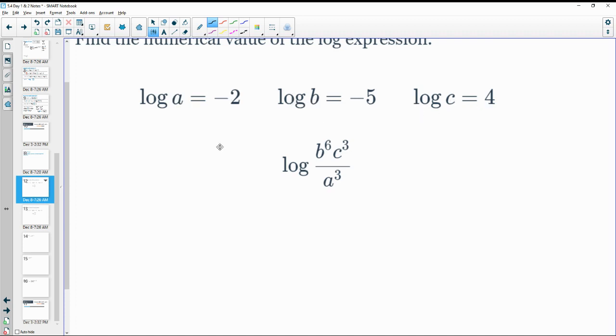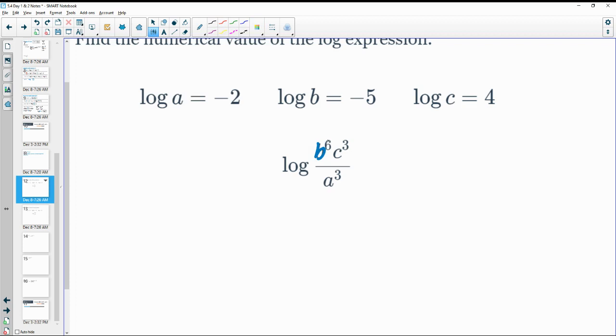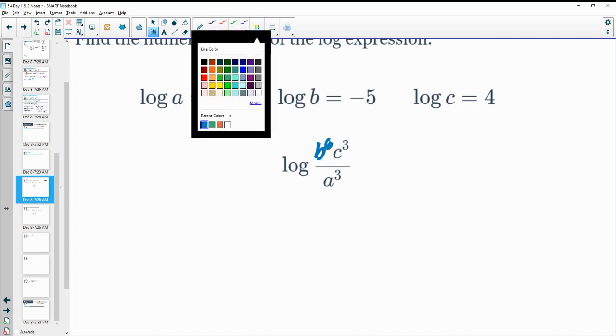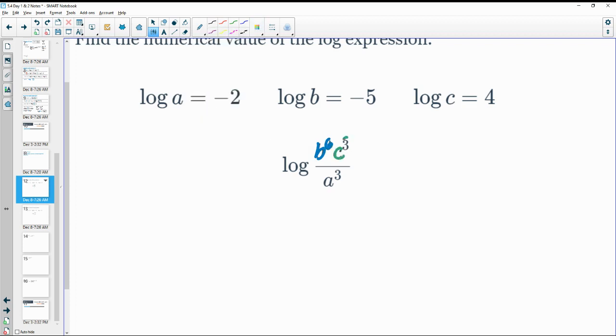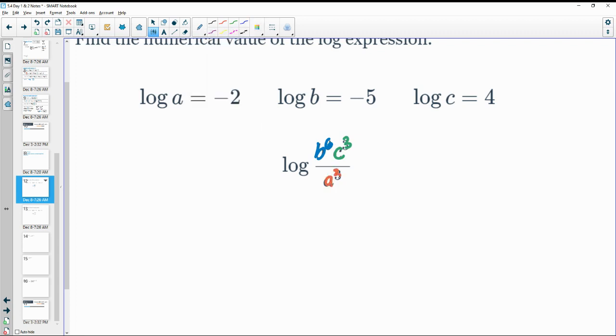So in this case, it says log of A equals -2, log of B equals -5, and log of C equals 4. This does not say that A equals -2, so you can't just plug it in here. B doesn't equal -5. So what we need to do is expand this logarithm to get it into multiple logarithms so we can see these. So we see that we have this B to the 6th on top, and then we have C to the 3rd on top, and then we've got this A to the 3rd on bottom.